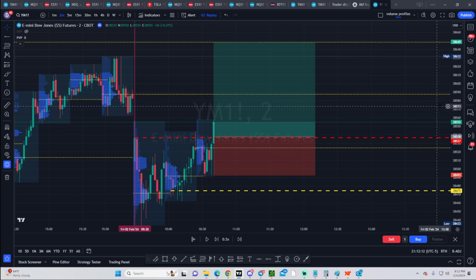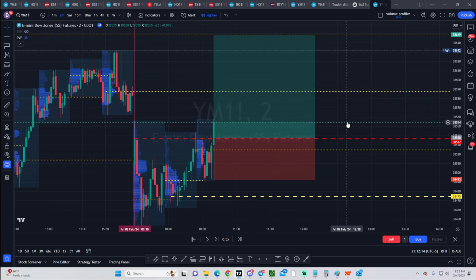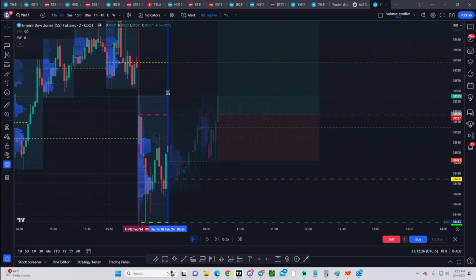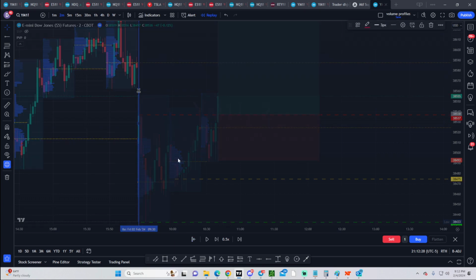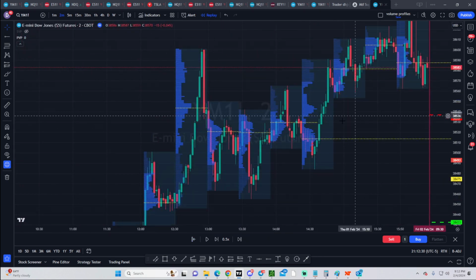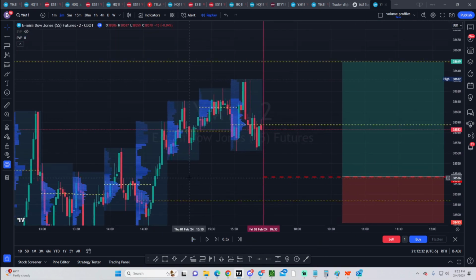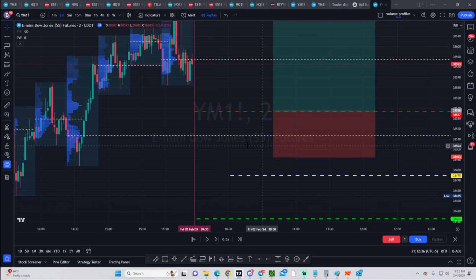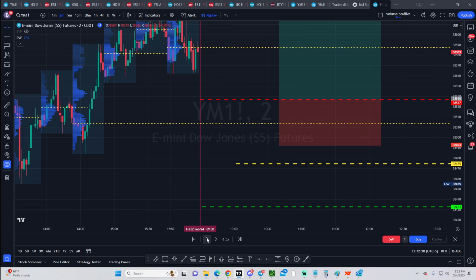In this particular index, each point is considered to be one tick, and one tick is $5 in the Dow futures. So let's go ahead and move this back to the open so you can see again the opening range trade, and you can see the naked POC trade as well. So we're gonna play this again and see where it goes.